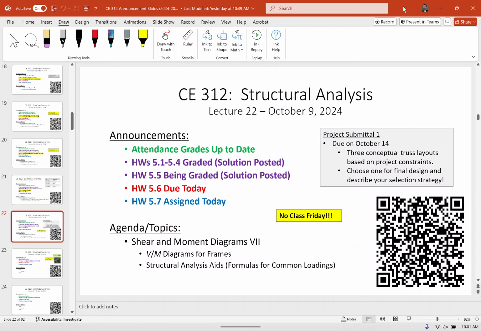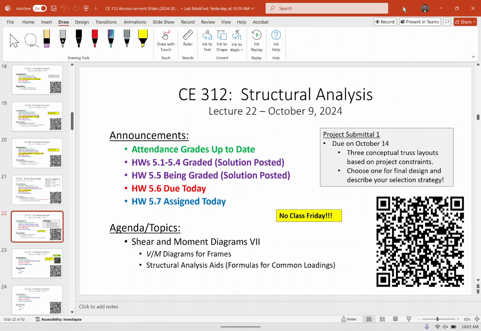Okay, so just a heads up, you have project submittal 1, which is due on Monday. Okay, I want to be crystal clear. You do not need to do any truss analysis. No method of joints or anything like that. No member selection, all the calcs and stuff we did in that lecture. All I want are the 3 truss layouts.